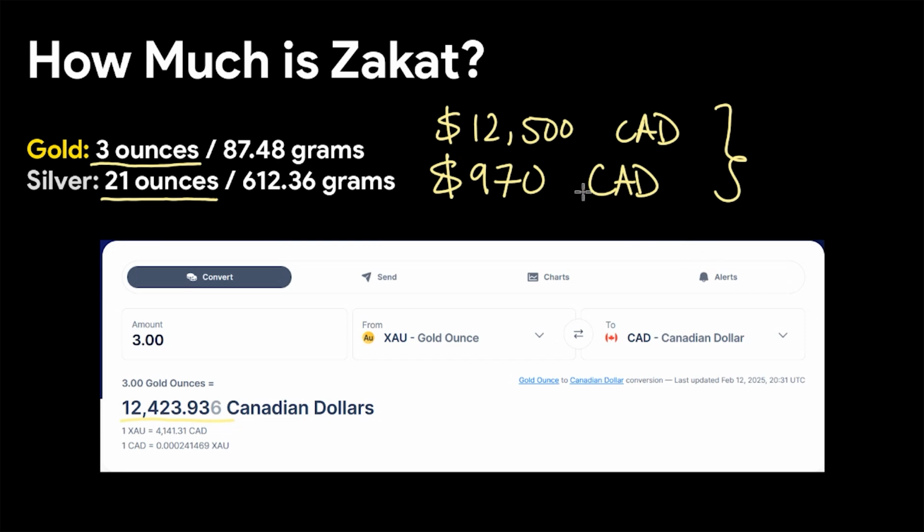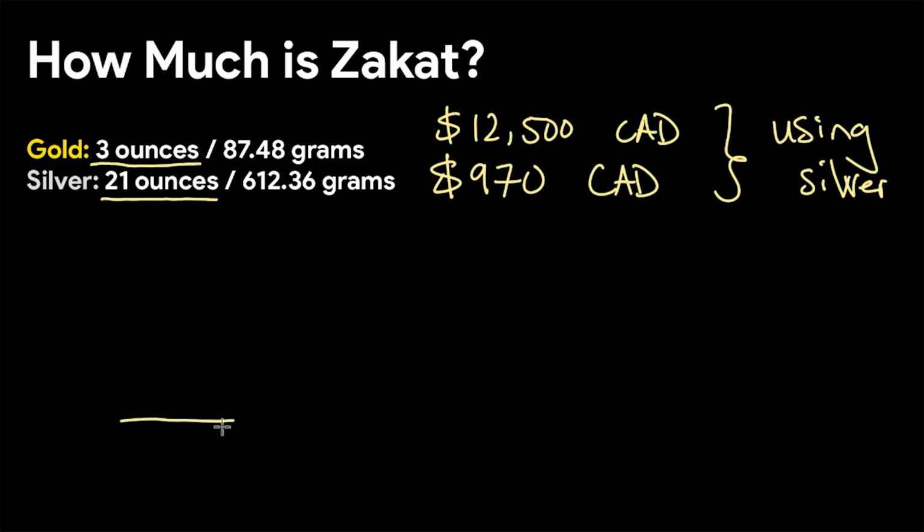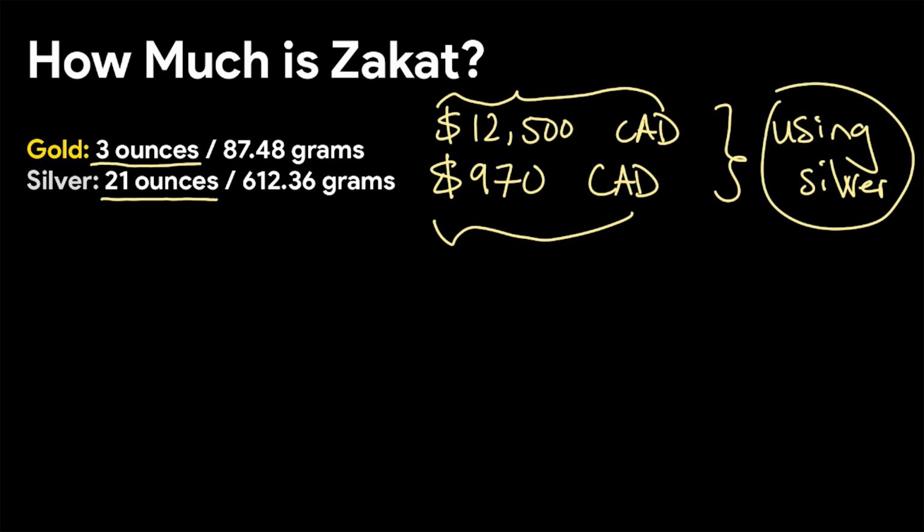Most scholars recommend using silver as the Nisab amount because it's a lower value. So if you use silver, then more people are qualified to pay zakat, which means that there will be more money that can be distributed amongst the poor. If you use gold, it's very unlikely that many people fall into this category of wealth. And so there will be less people paying zakat, which means less money is distributed amongst the poor. So scholars recommend using silver. So let's move on to the next section.